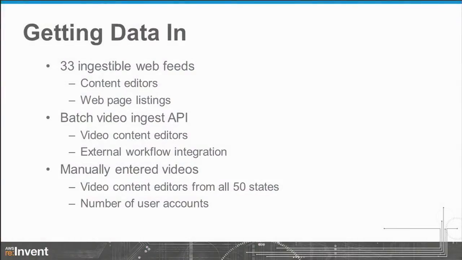So how do we get the data in? We're moving increasingly towards automation. For a lot of the web content, instead of crawling the URLs, we use RSS feeds that are programmatically ingested and set up by the content editors. We have a batch video ingest API, so instead of a user having to go in manually and set up all of their metadata, saying I want this image, this video, they can just post that to an API and let the system do it, so they can have programmatic workflows to get the stuff in a little bit faster. Or finally, they can manually enter videos in the system.